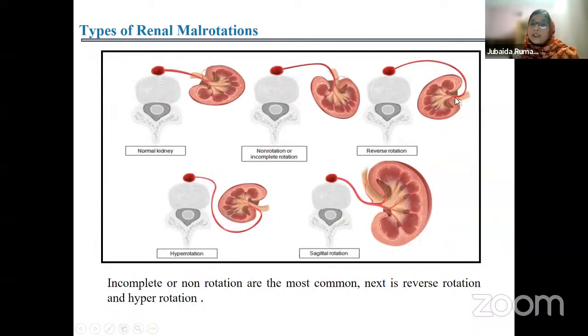In reverse rotation, the renal pelvis and hilum are in the lateral position and the renal vessels cross anteriorly. In hyperrotation, there is rotation of more than 180 degrees but less than 360 degrees, and the renal vasculature goes posteriorly. Sagittal rotation is very uncommon, and there is a rotation around the sagittal plane.